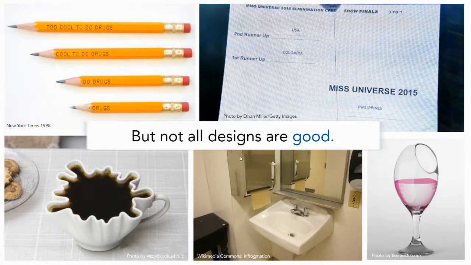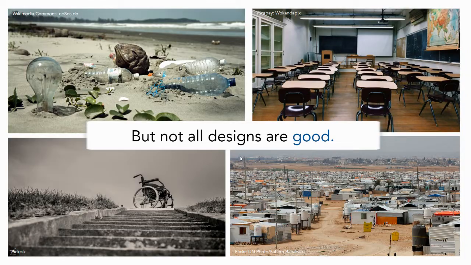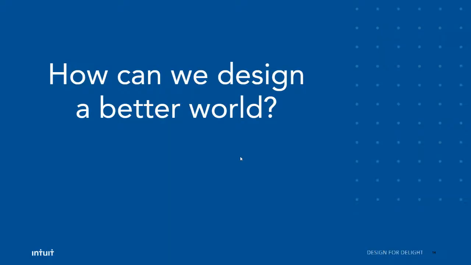So if you see some of these things, like this pencil that as you sharpen it, goes from "too cool to do drugs" down to "cool to do drugs," you'll see how these really weren't properly thought out. If you remember the Miss Universe 2015 issue, where the announcer actually announced the wrong person as the winner because the card was poorly designed. And you'll see some other examples here of poor designs. It's our job to design a better world.